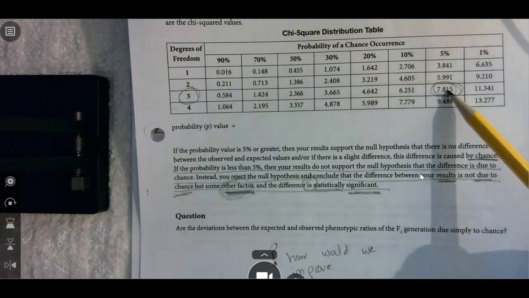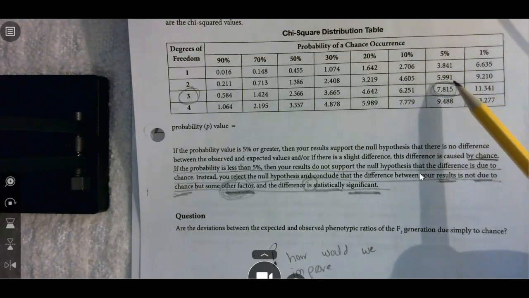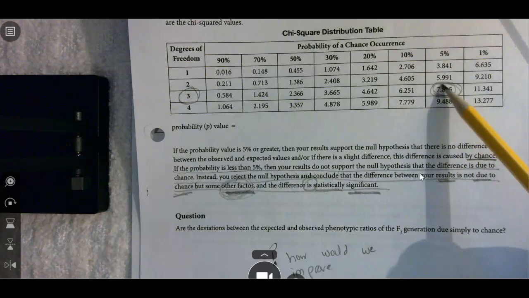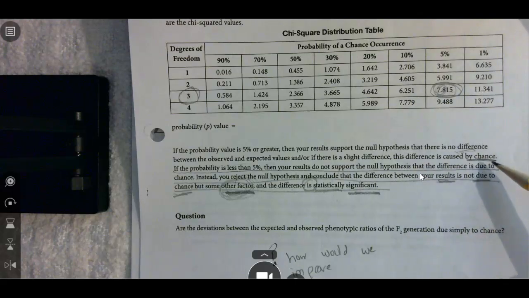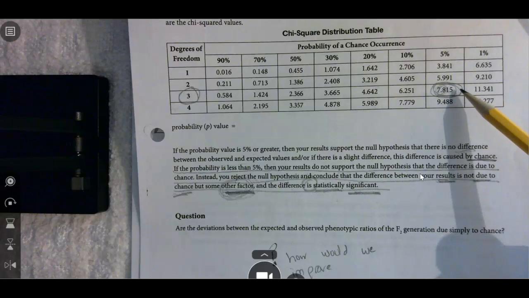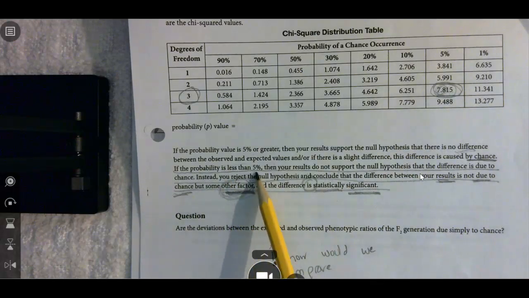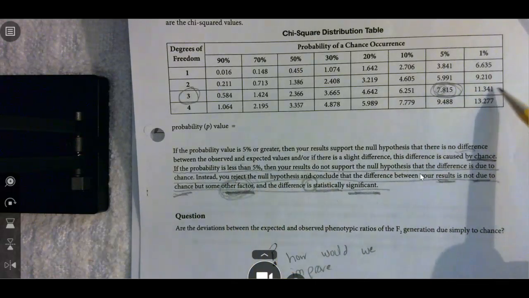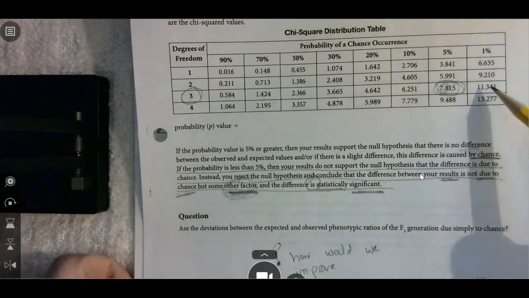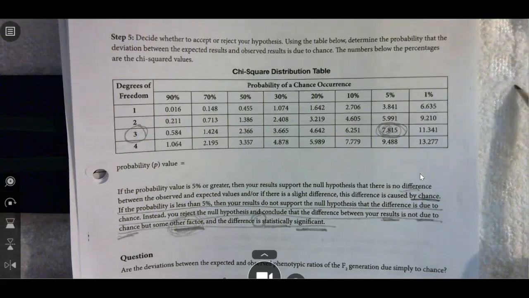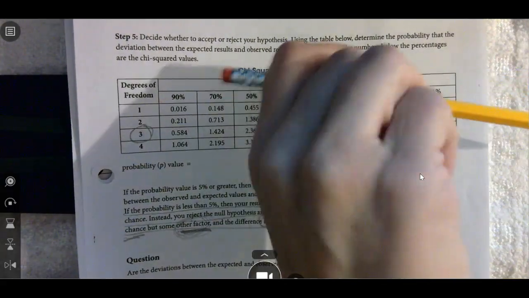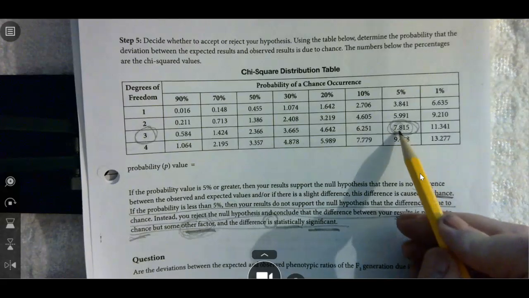So we would expect, if our number was smaller than 7.815, that there was no difference, or the difference was caused by chance. If the probability is less than 5%, so going out this way, less than 5%, 1%, 0.5%, 0.1%, going this way on our graph.